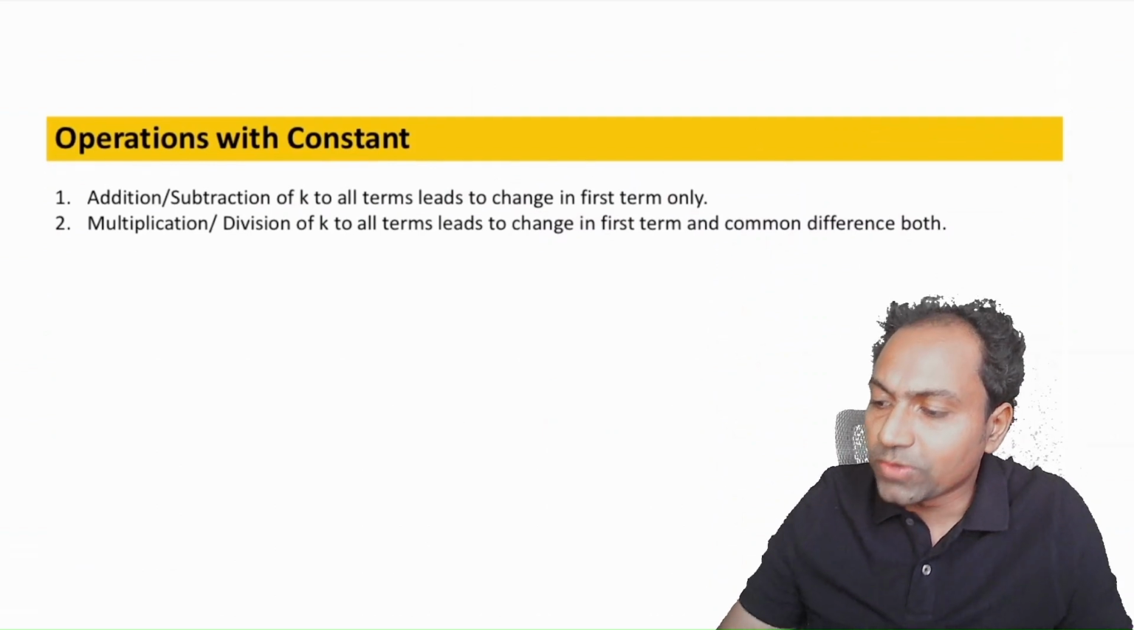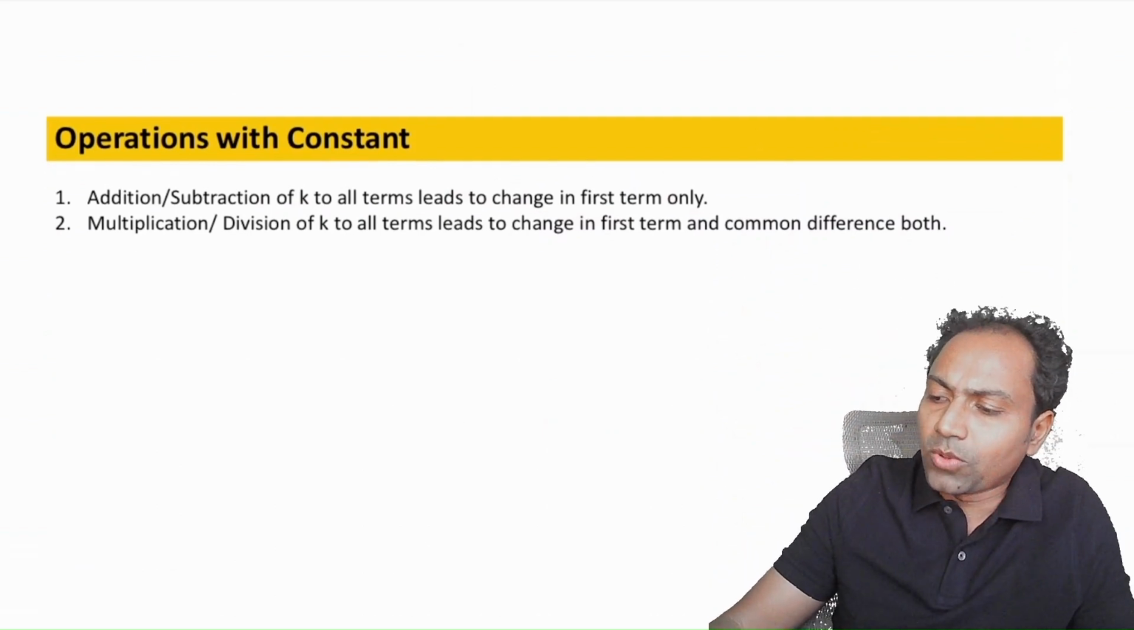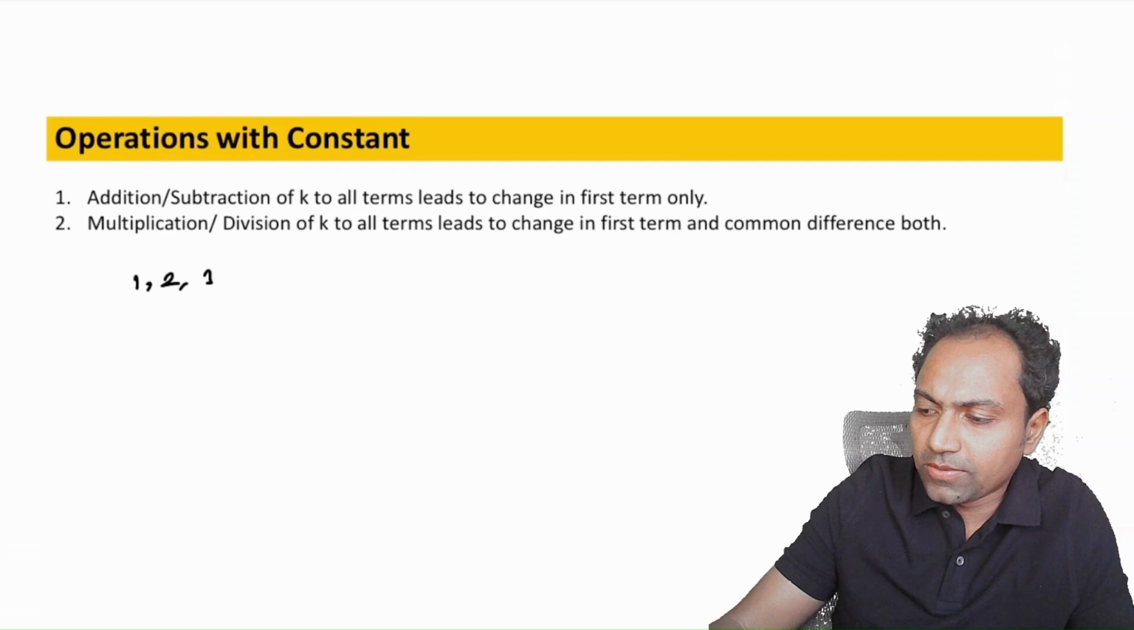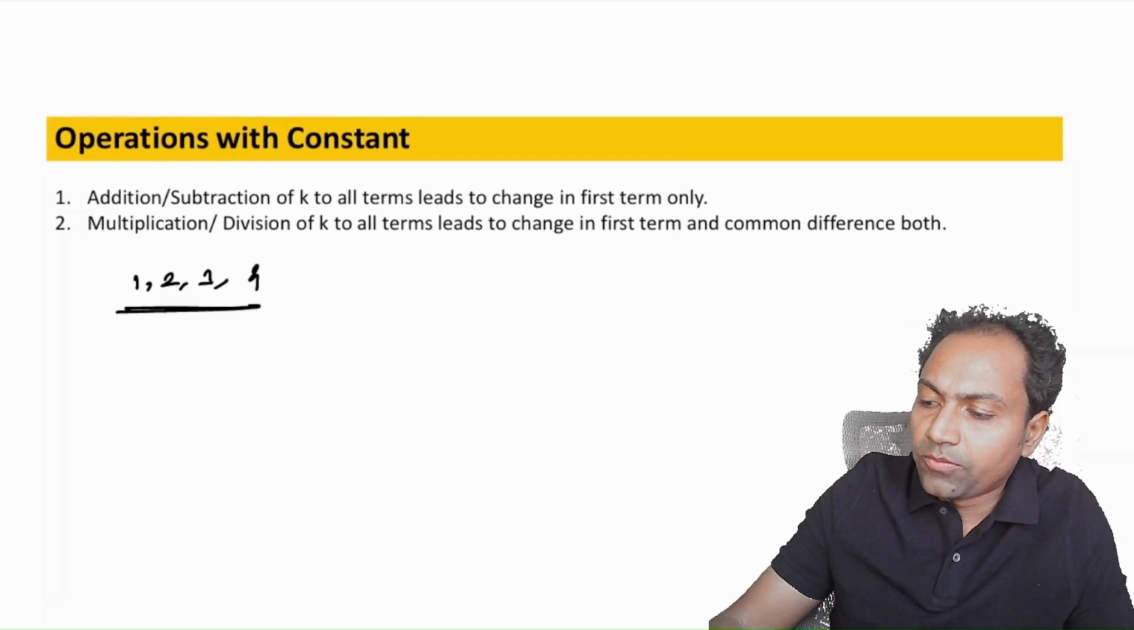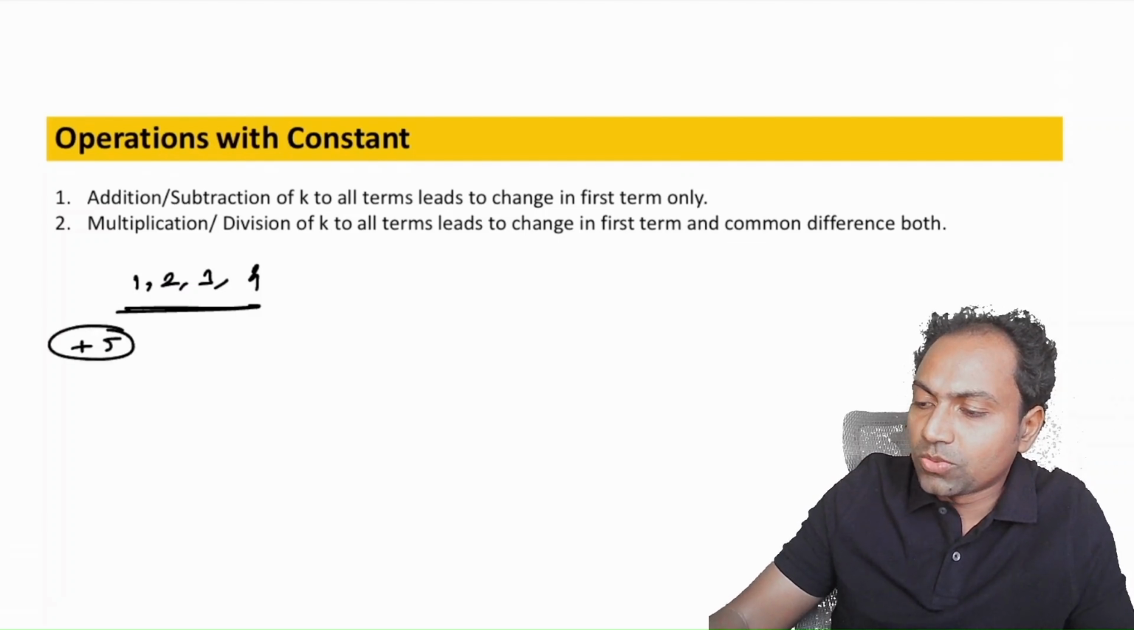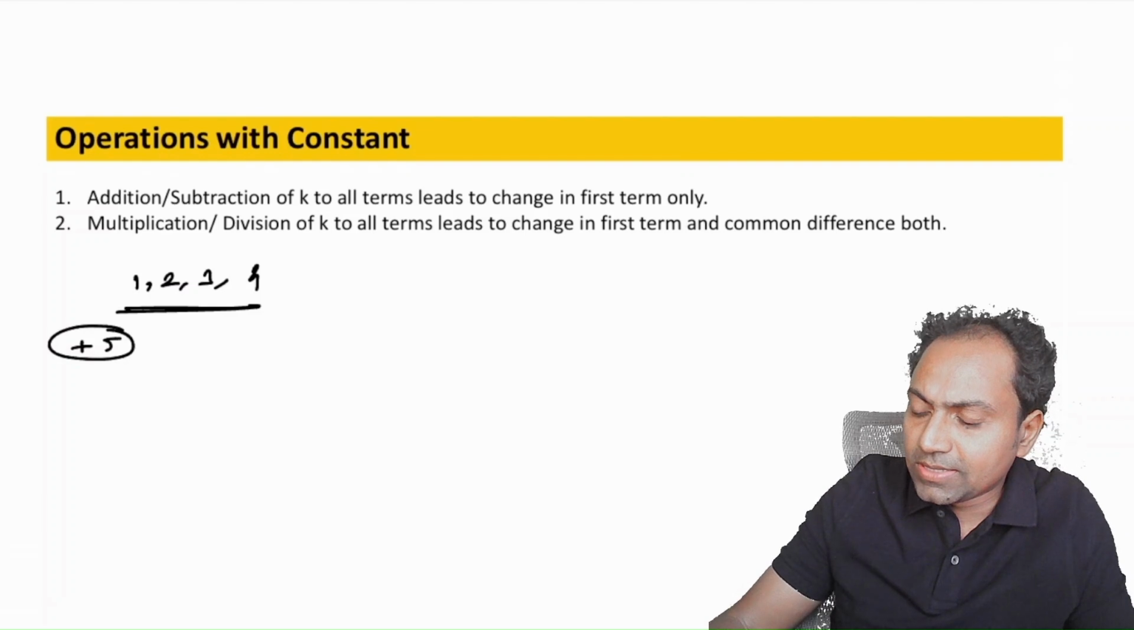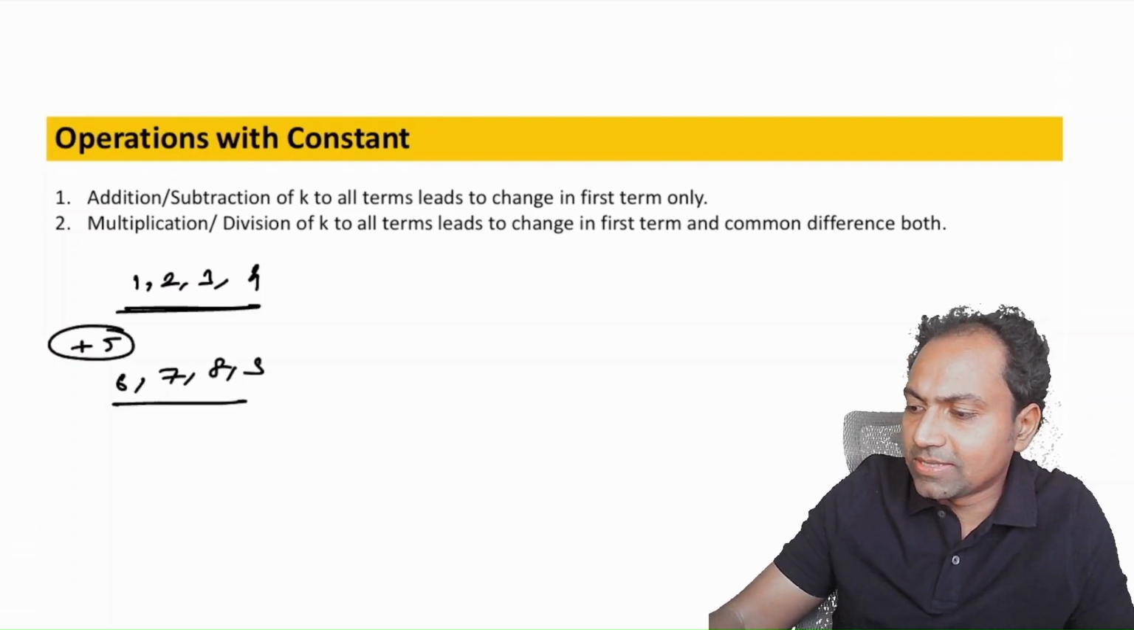Next is operations with a constant. Now this is very interesting. I will take an example to explain: 1, 2, 3, 4. This is your arithmetic progression. So what we are saying is if you add 5 to all the terms, so we are adding 5 first, you can see that this becomes 6, 7, 8 and 9. Still this is in AP.